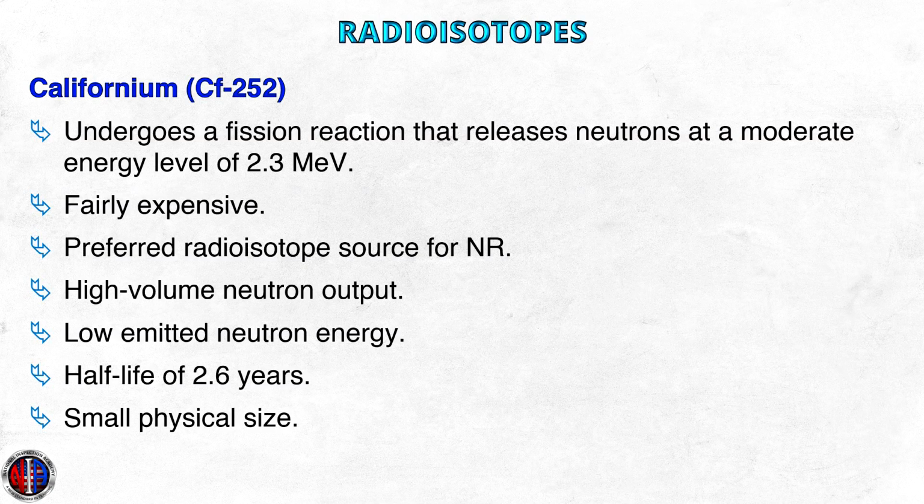One of the major radioisotope neutron sources used in NDT is a manufactured element called californium-252. Californium spontaneously undergoes a fission reaction that releases neutrons at a fairly moderate energy level of 2.3 MeV. Although fairly expensive, californium is the preferred radioisotope source for neutron radiography due to its high-volume neutron output, low emitted neutron energy, half-life of 2.6 years, and small physical size.